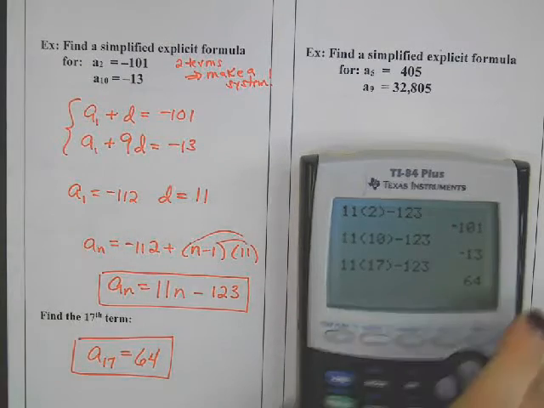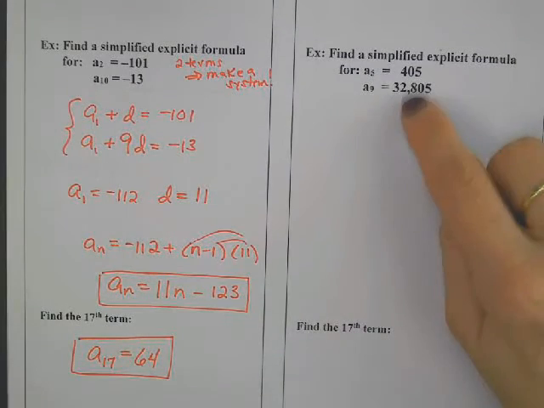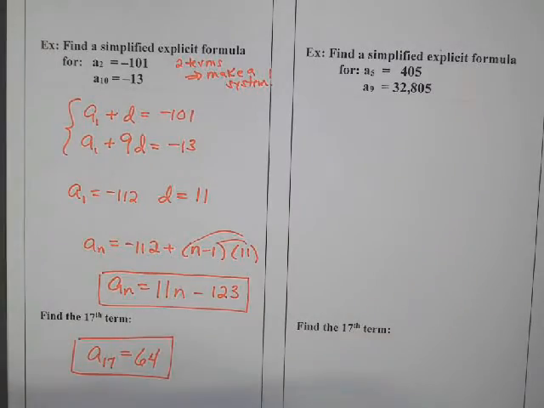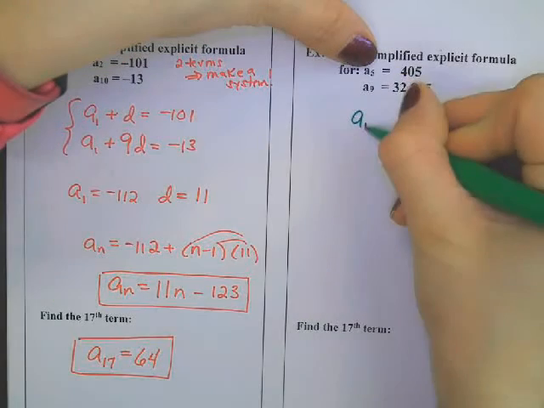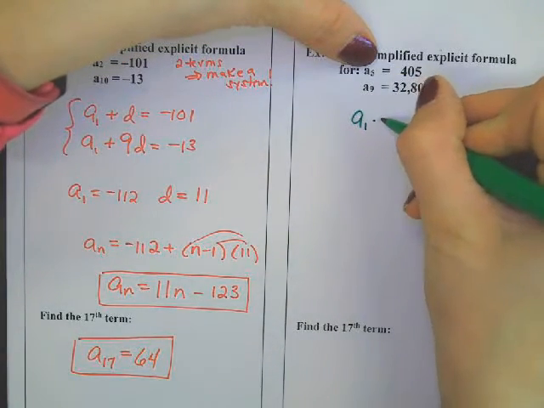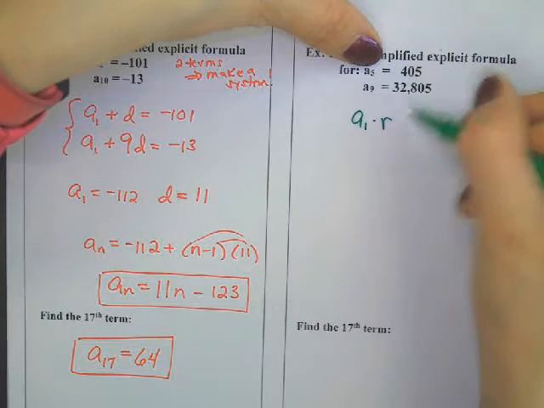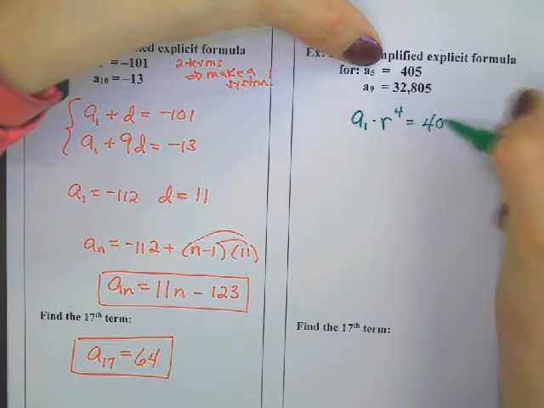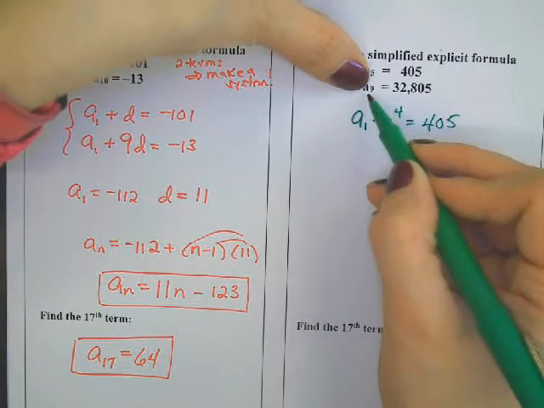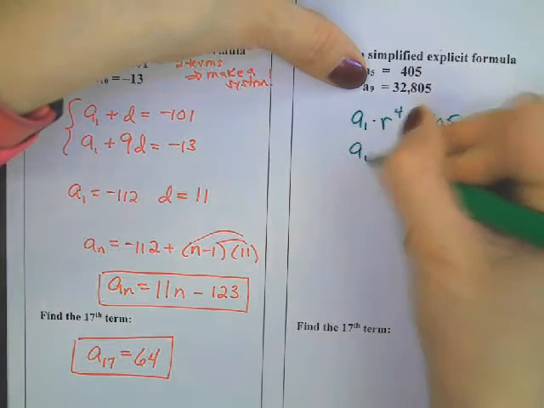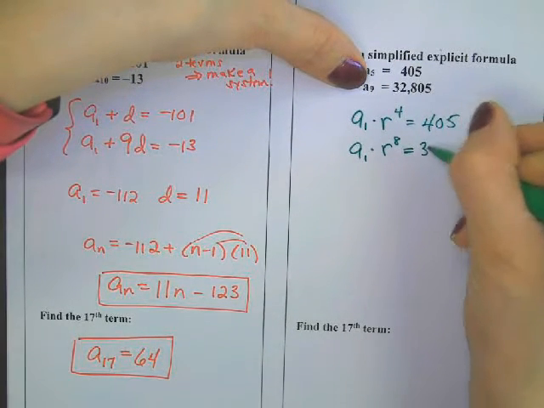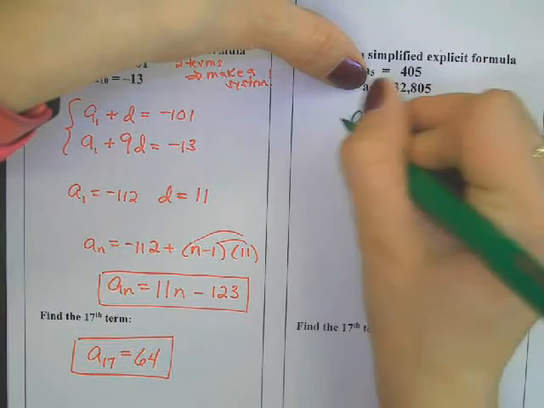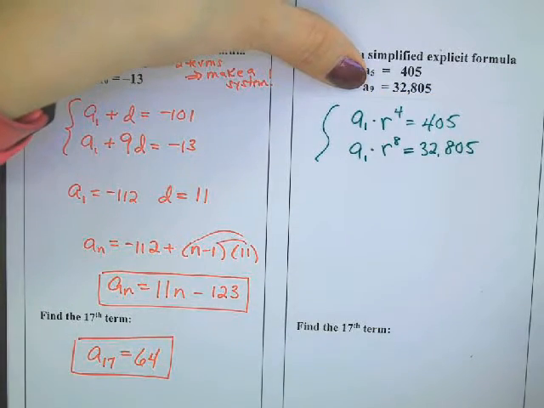Okay, now we'll do a little bit of review here on the geometric side. I see two terms, so again, we're going to make a system. So we need to make a formula for a sub 5. That's a1 times r to the power of 4 equals 405. Let's make an equation for a sub 9. How do you make a formula for a sub 9? Well, it's a1 times how many r's? 8 r's equals 32,805. Here's the geometric system.